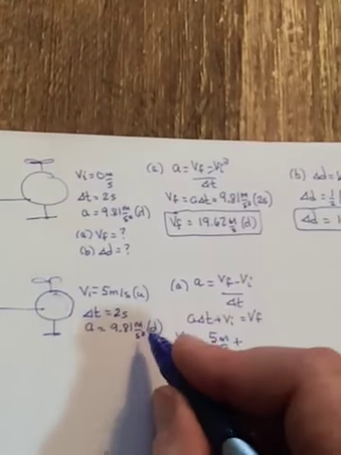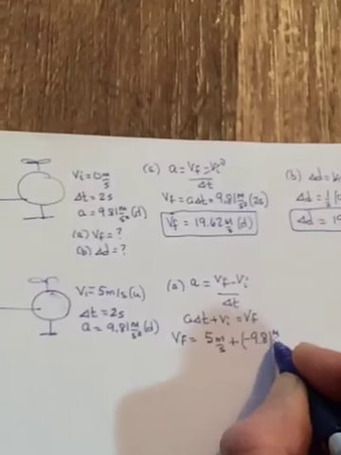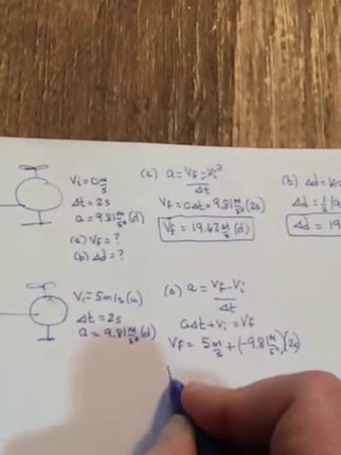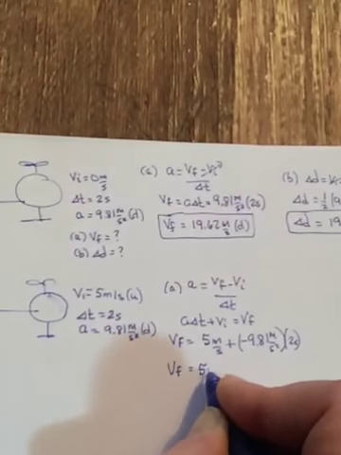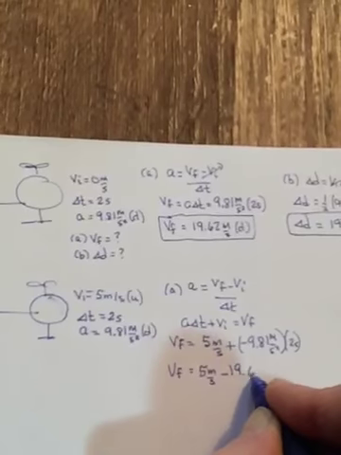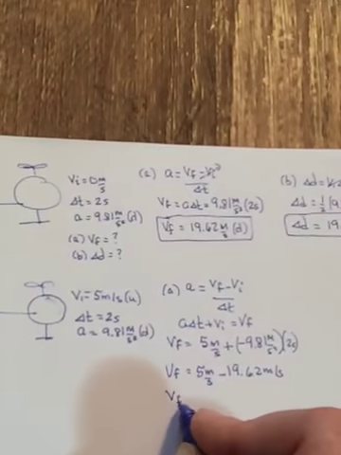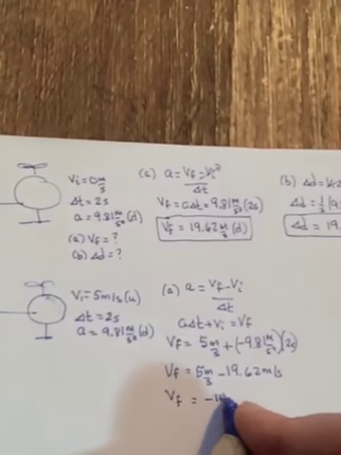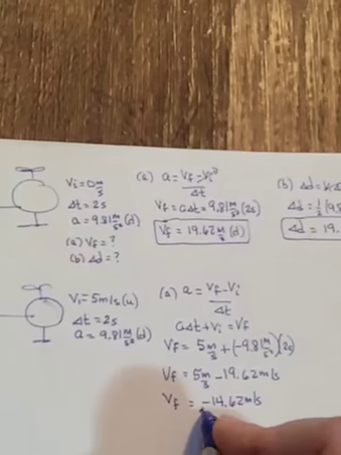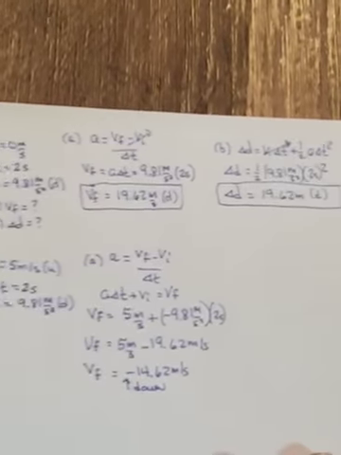Plus A delta T, but A this time has to go in as negative, 9.81 meters per second squared times 2 seconds. So VF is going to equal 5 meters per second minus 19.62 meters per second. So VF is going to equal negative 14.62 meters per second, and the negative just means down. Okay, so that's for part A.